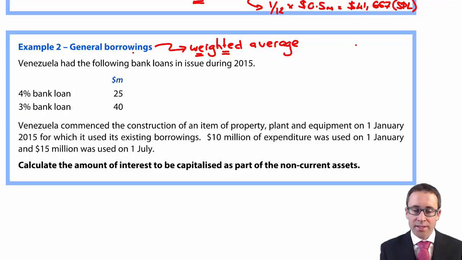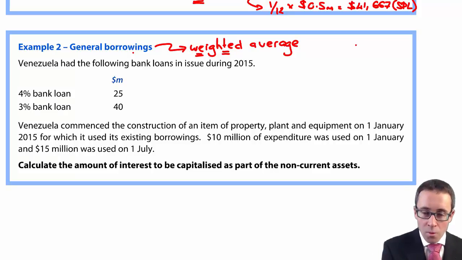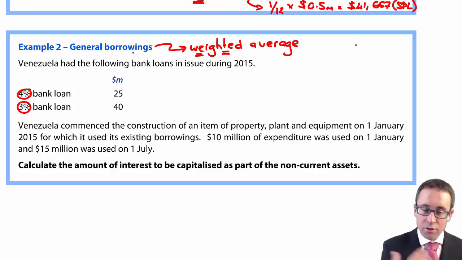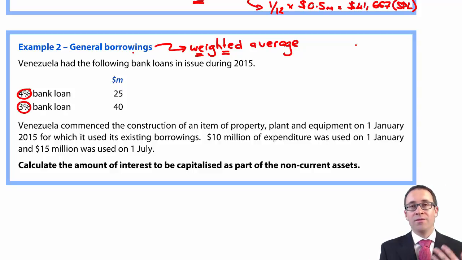So in number 2, it says calculate the amount of interest to be capitalised as part of the non-current assets. Again, we'll assume that it is a December year end. And it says Venezuela had the following bank loans in issue during 2015. So you can see there that we have 2 loans. One is at 4%. One is at 3%. And we have different amounts of borrowings, don't we? We have there, is it 25 million and $40 million worth?